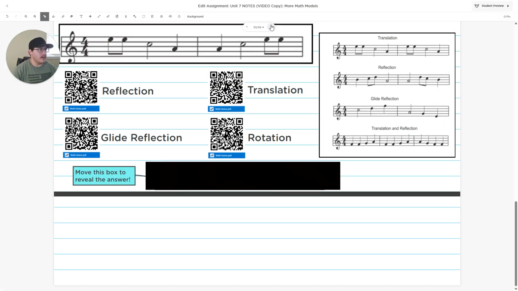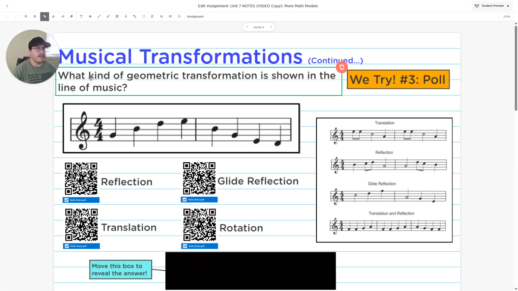Make sure I didn't skip any polls here. So the next poll: what kind of geometric transformation is shown below in this line of music? So again, check out your terms. Look at the examples right here. Determine which one you think best fits it: reflection, glide reflection, translation, or rotation. If you need more time, go ahead and pause the video, think about it, and then unpause the video when you think you are ready.